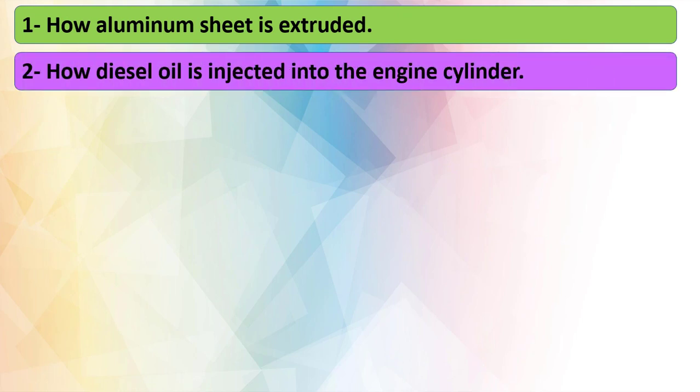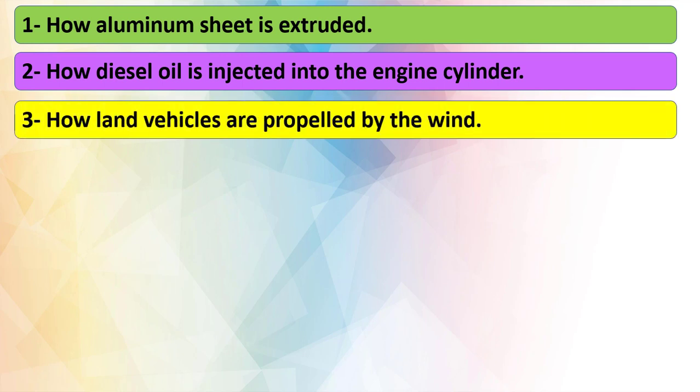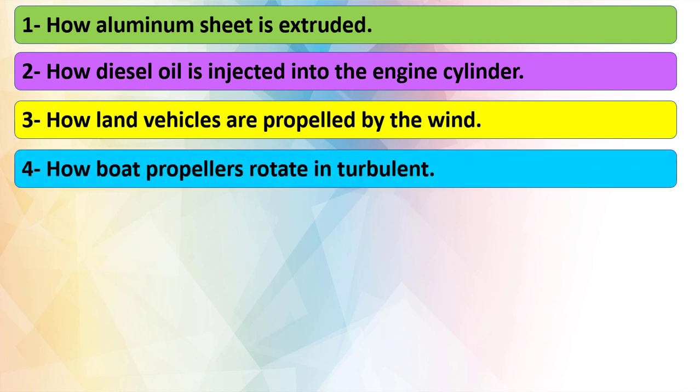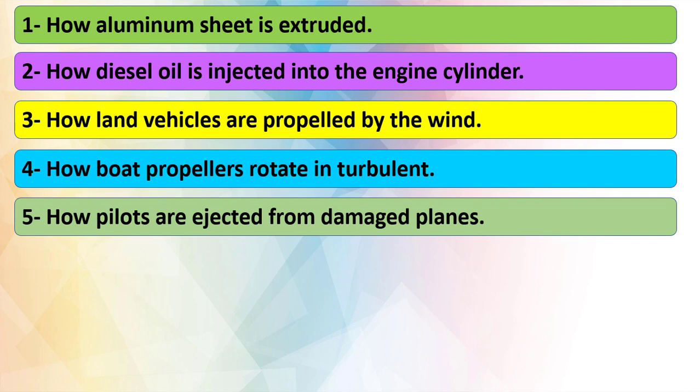Now, let's check your answers. Number 1, how aluminum sheet is extruded. Number 2, how diesel oil is injected into the engine cylinder. Number 3, how land vehicles are propelled by the wind. Number 4, how boat propellers rotate in turbulent water. 5, how pilots are ejected from damaged planes.